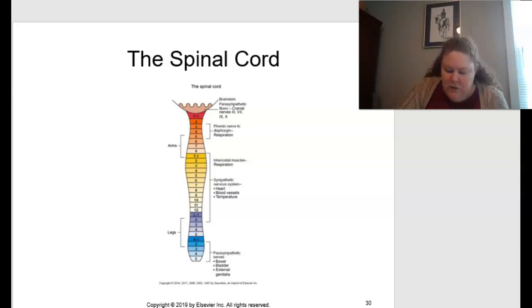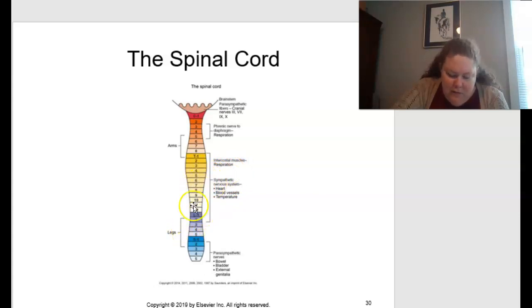So looking at this is figure 14.4, and this is an overview of the spinal cord. And so you can see that up here is going to be that brain stem, and the parasympathetic fibers, which would be your cranial nerves 3, 5, 6, 7, 9, and 10. You have your phrenic nerves here, and this would be the phrenic nerve to the diaphragm, and these are the ones that control respiration. These are the ones that control your arms. These are your intercostal muscles, and these control your respiration. These would be your sympathetic nervous system, which would be your heart, your blood vessels, and your temperature.